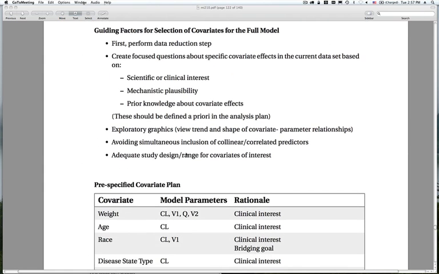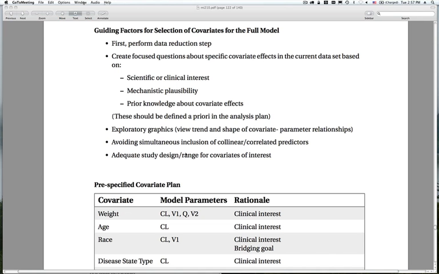So how do we decide what to include in a full model? And this applies to the full covariate model approach, to the WAM, to a stepwise backward from a full model, and even some of these ideas apply to the initial setup of a genetic algorithm. We talked about data reduction, so that's the first piece. Then create focused questions about specific covariate effects based on scientific or clinical interest. What is it that you want to make a statement about? What is it that you want to see in the drug label for this patient population?